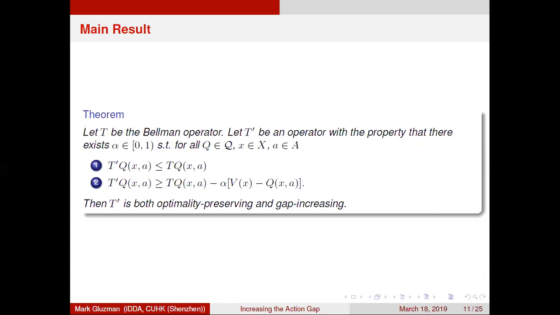What's V? V is, let's say, the maximum with respect to action of Q(x,a). No, V is not that. V is generic, some general function that is equal to the maximum of Q(x,a). So V is a generic element. So if we choose action A to be optimal with respect to this function, then this term will be zero, and then T prime should be equal to TQ.